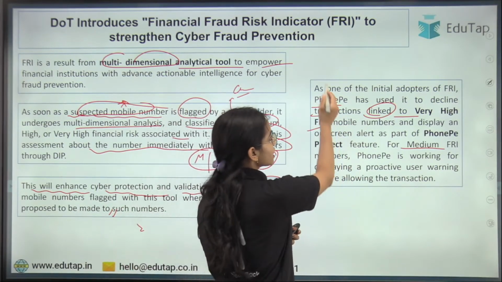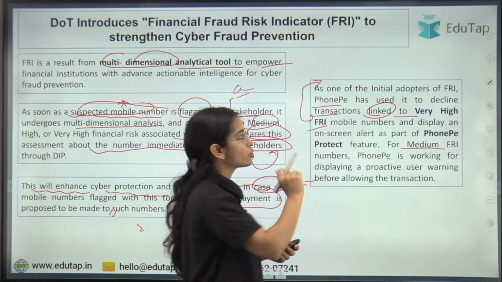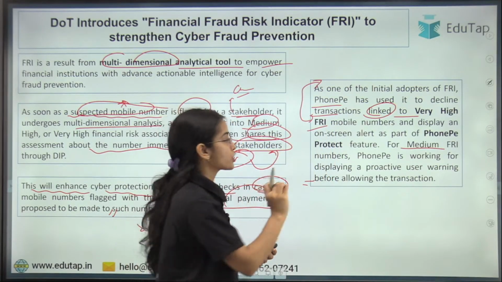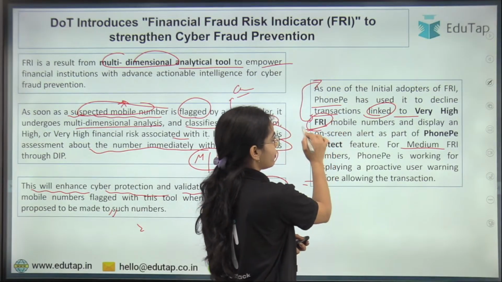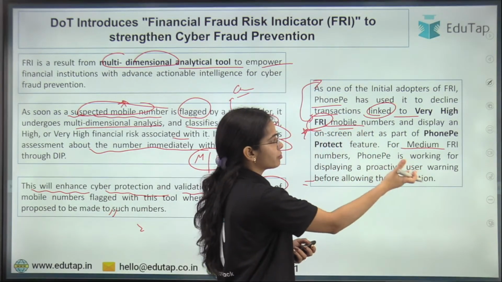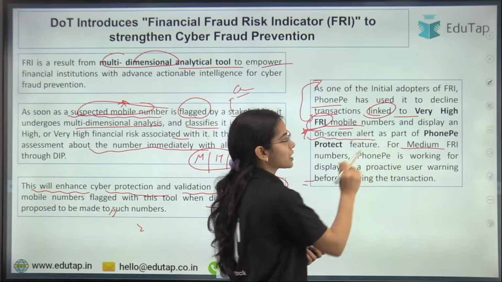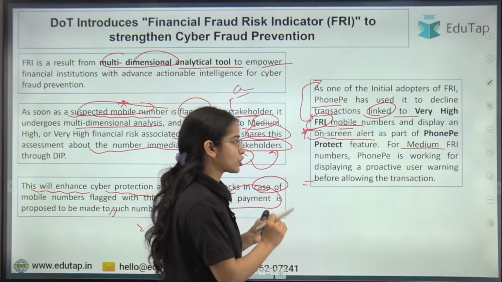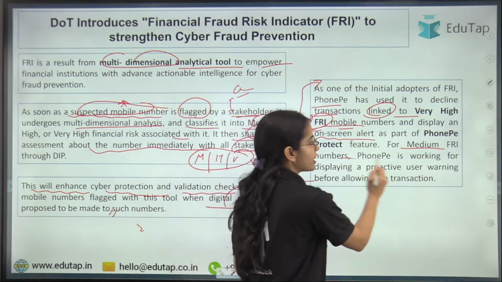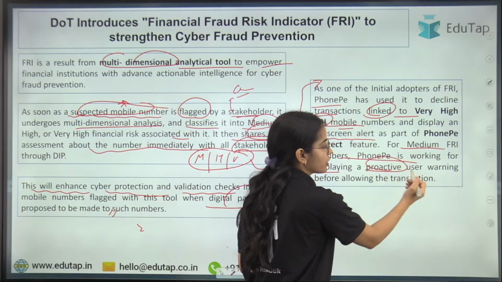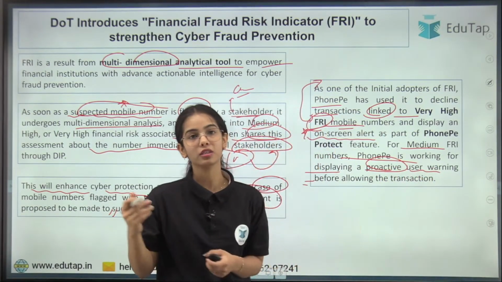So as one of the initial adopters of FRI, PhonePe has used it to decline transactions linked to very high FRI mobile numbers, very high risk mobile numbers, and display an on-screen alert as part of the PhonePe Protect feature. For medium FRI numbers, PhonePe is working on displaying a proactive user warning before allowing the transaction.